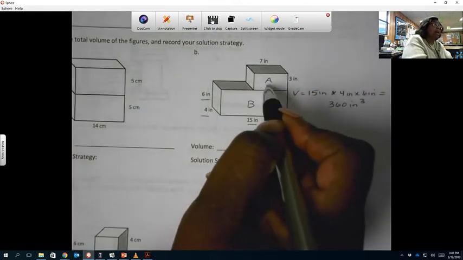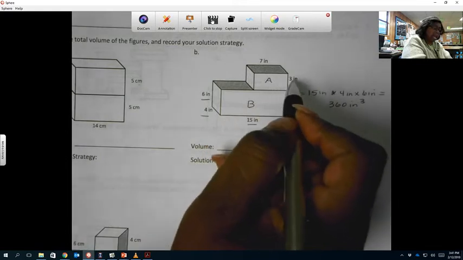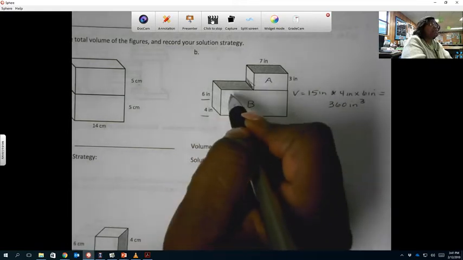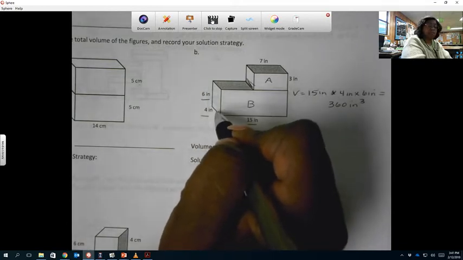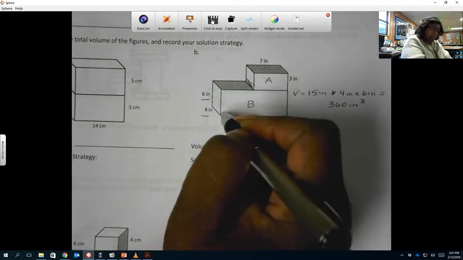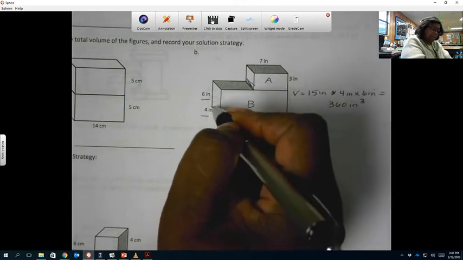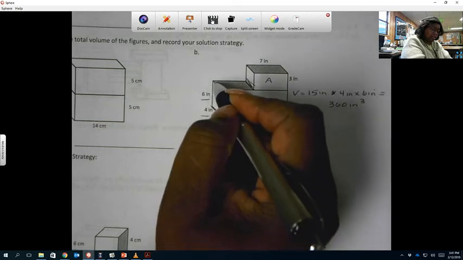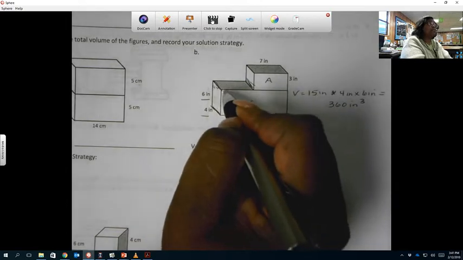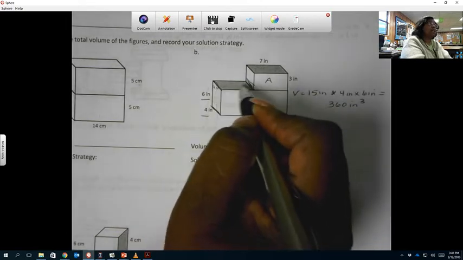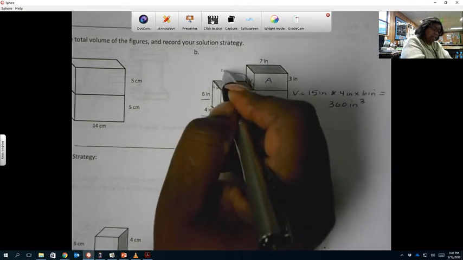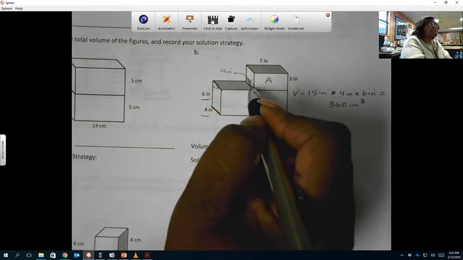Now, my next box, I only see a length and a height. I don't see a width. However, in class today, we talked about the fact that we can use the attributes of a rectangle to help us since this is a rectangular prism. I know that this bottom here is 4 inches, so because this is a rectangle, this is 4 inches. And since opposite sides of a rectangle are congruent, this space right here is 4 inches. So I know that this width is 4 inches.